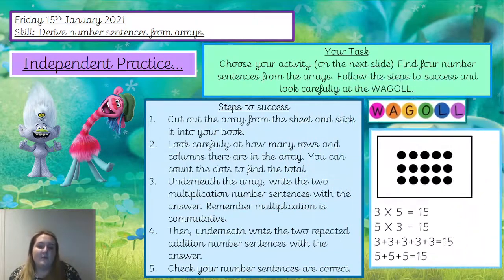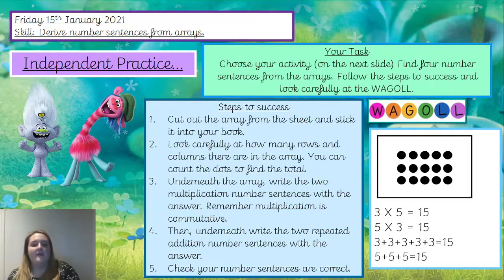So here's my example then. I've got my array, which I have cut out from my sheet of paper, and then I have put my 2 multiplication number sentences underneath. I've got 3 times 5 equals 15, and 5 times 3 equals 15. Underneath my multiplication number sentences, I've then got my 2 repeated addition number sentences. So I've got 3 add 3 add 3 add 3 add 3 equals 15, and I've got 5 add 5 add 5 equals 15. Okay, I've got the same answer for all of those 4 number sentences, and I have checked my answer as well, and I'm happy to move on to my next question. So that's what you need to make sure you do. You check your answer, and then when you're happy, you move on to the next question, which you will do underneath.